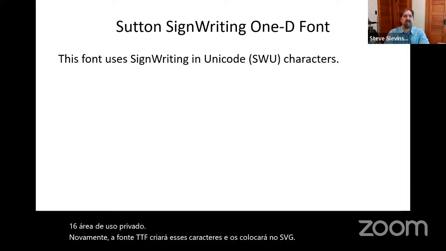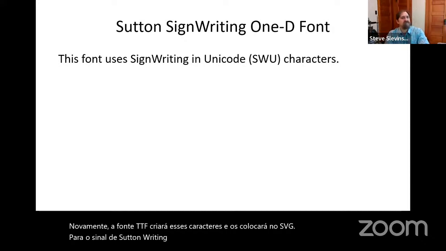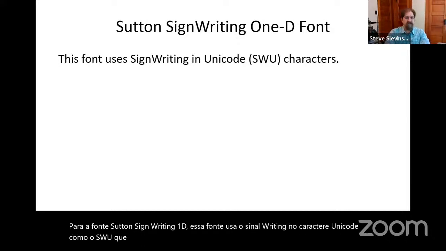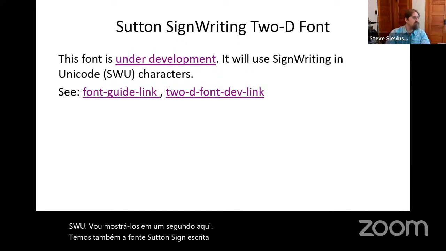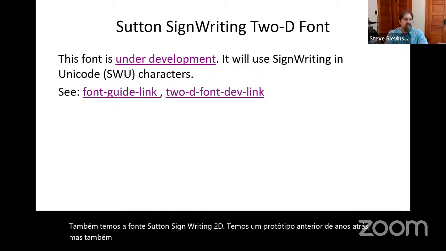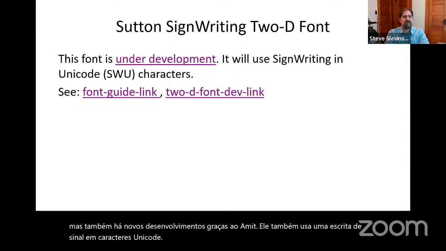For the Sutton SignWriting 1D font, this font uses the SignWriting in Unicode characters, the SWU. I'm going to be showing those in a second here. We also have the Sutton SignWriting 2D font. We have a previous prototype from years ago, but there's also new developments thanks to Amit. It uses the SignWriting in Unicode characters as well. And I can go to that page.